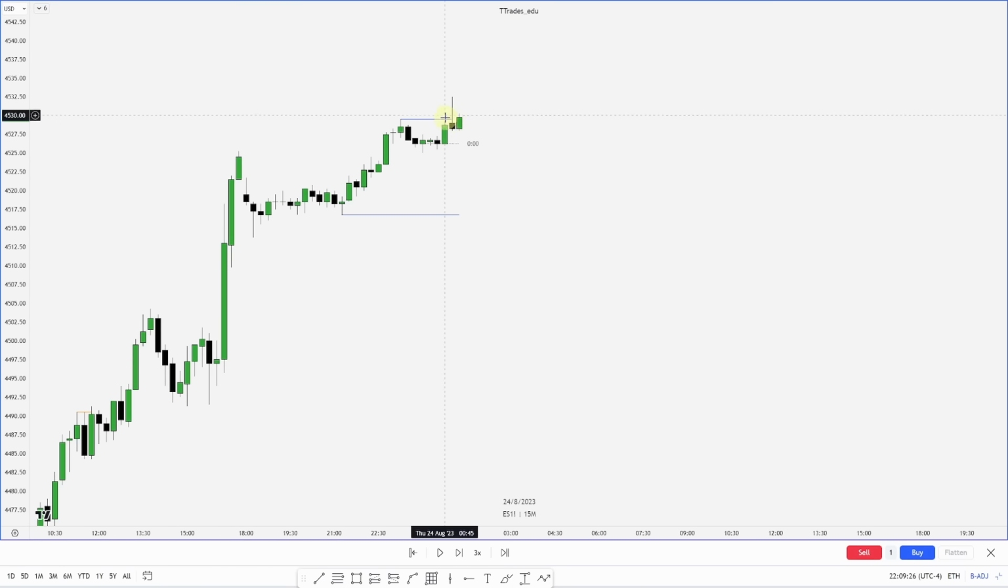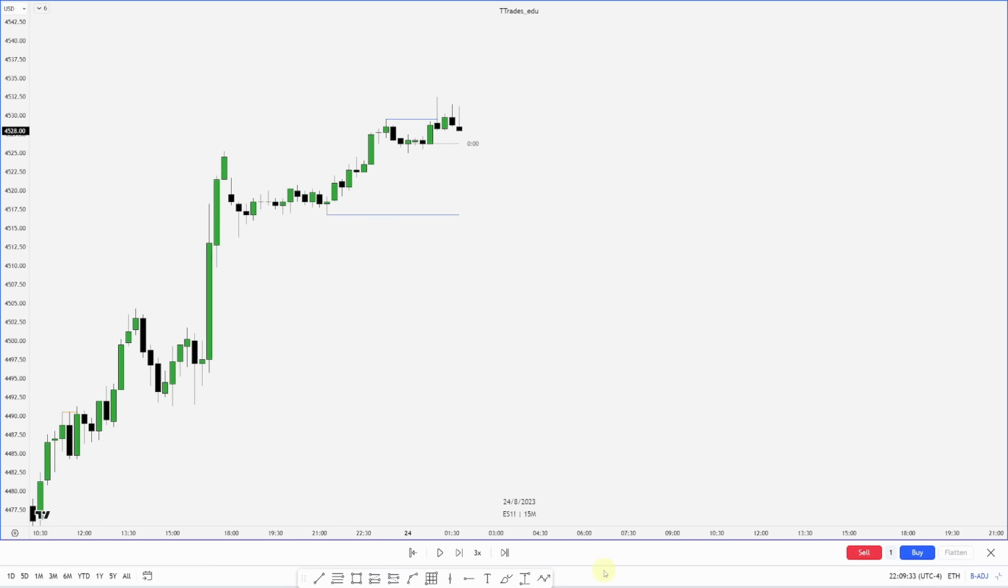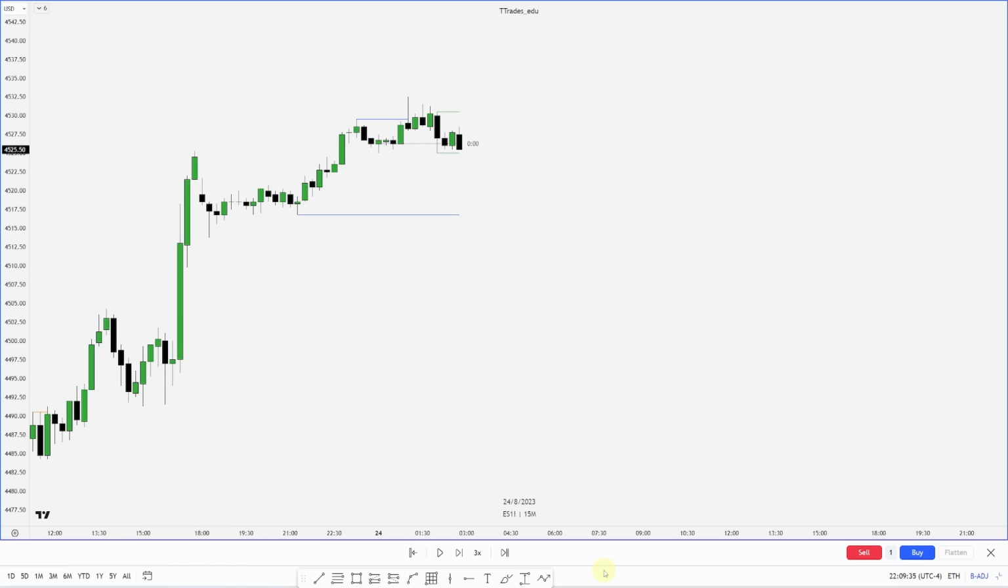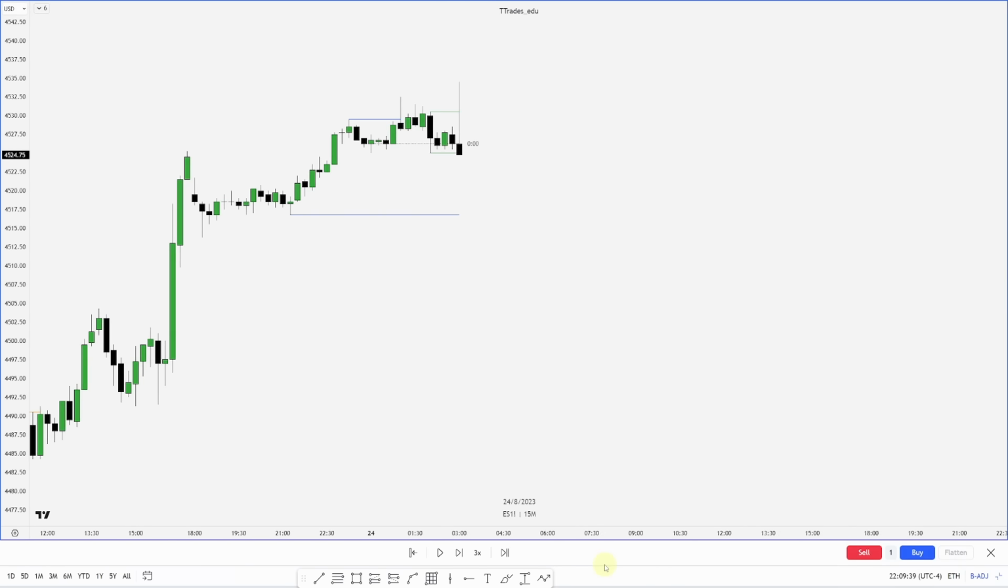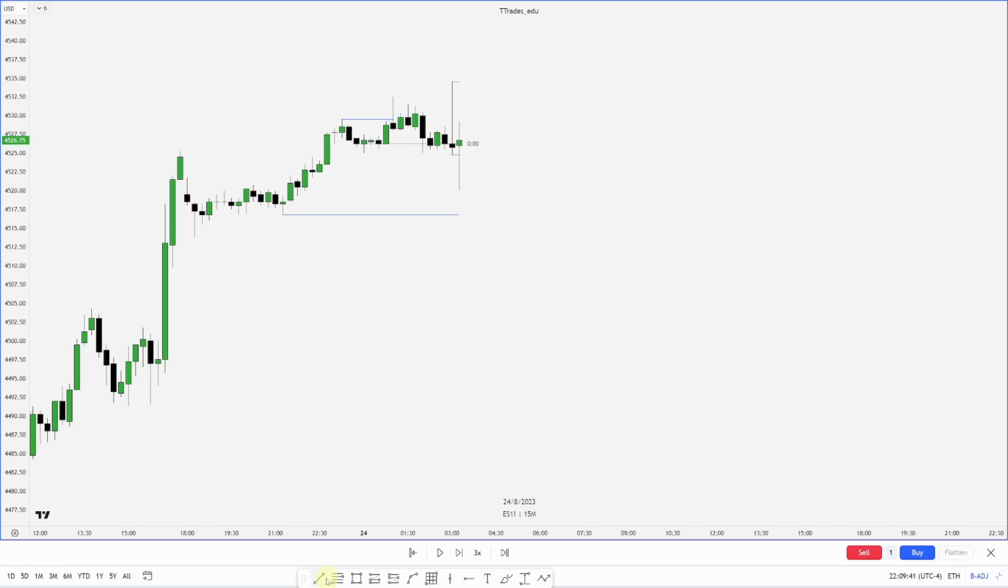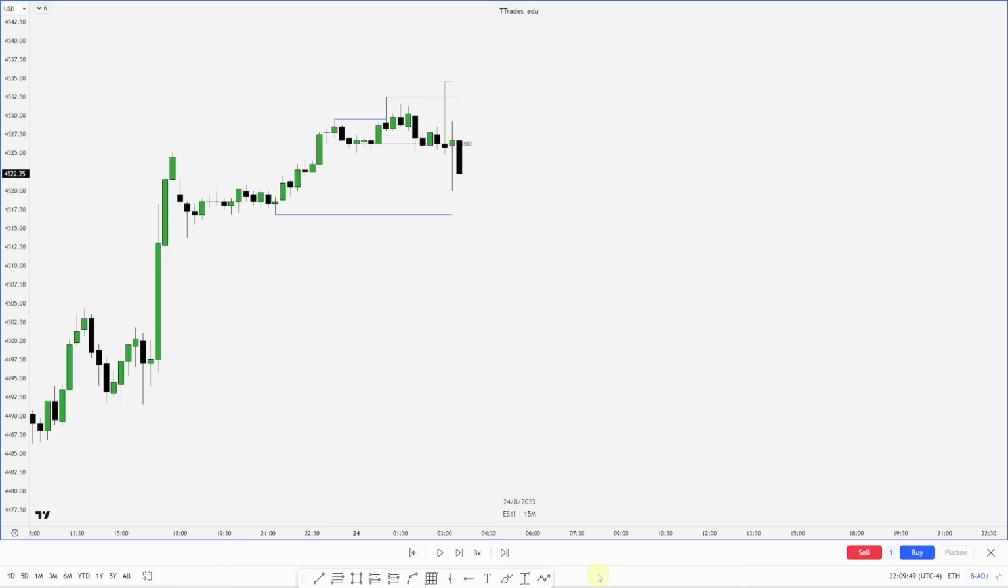So right here, we're failing to displace out of this area. So ideally, this makes me look to the other side of the range. No real displacement down here yet, we're just consolidating. So here we get a sweep of this high. So if this high is going to hold, then I'd want to see price displace below the Asia low.